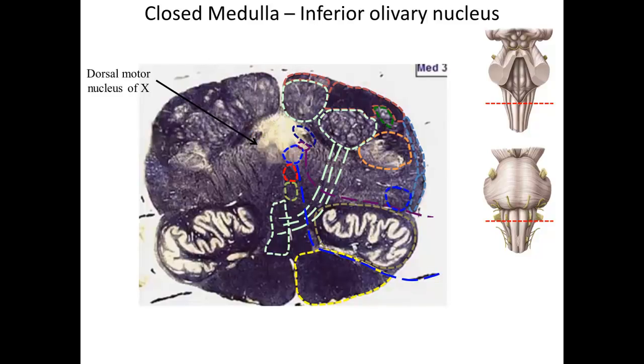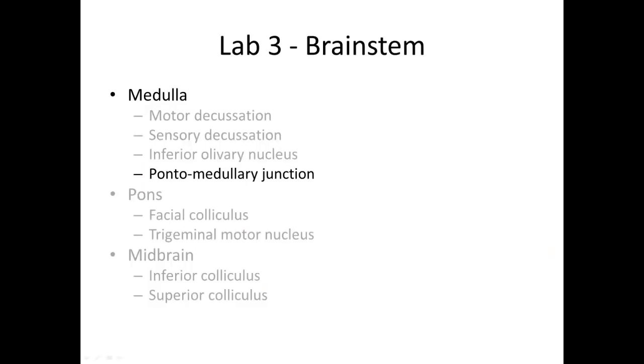One last small nuclei to identify, which is embedded within the reticular formation, is the nucleus ambiguus. You will find it posterior to the inferior olivary nucleus in this section. This nucleus gives off motor fibers that form the glossopharyngeal nerve and some motor output to the vagus. Next, we will move further superior to the level of the pontomedullary junction.